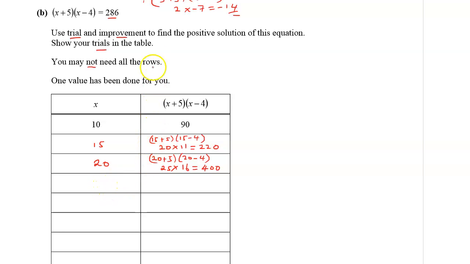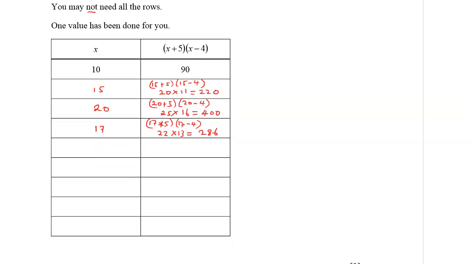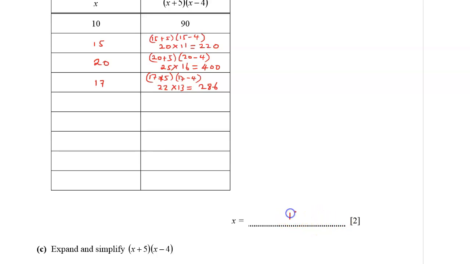That is way greater than what we need, 286. So we can reduce that to, let's say, 17. We substitute the value of x here by 17. 17 minus 4. Sorry, this is 17 plus 5. So 17 plus 5 gives us 22. 17 minus 4 gives us 13. And this will total to 286. And there we are. By trial and improvement, we have found that x is 17.